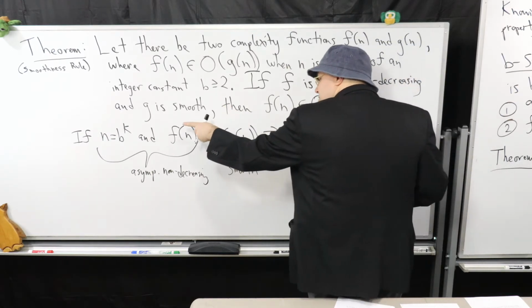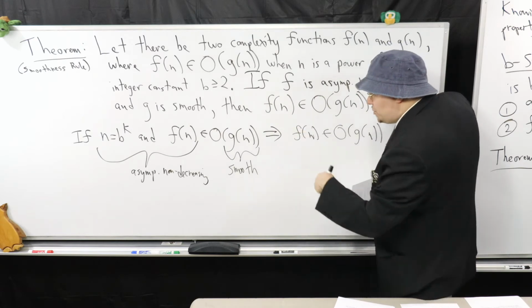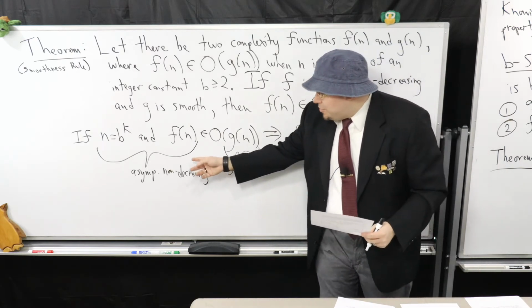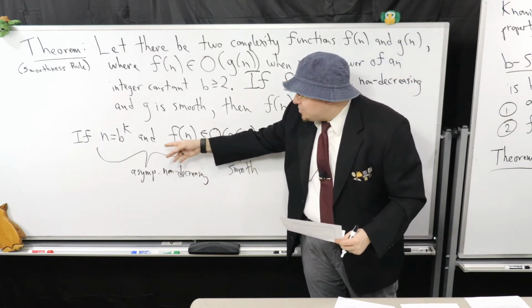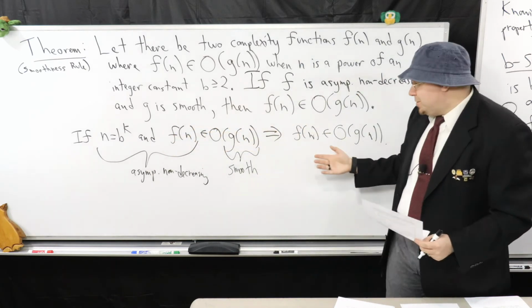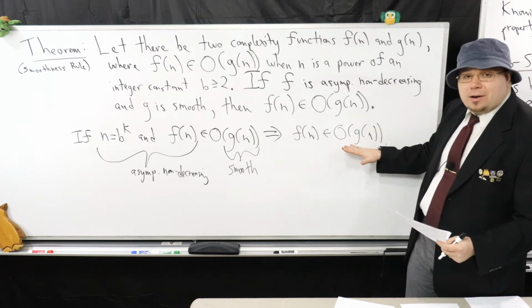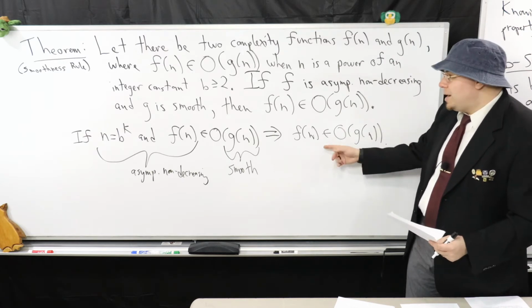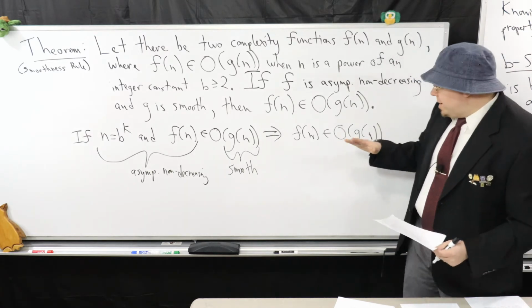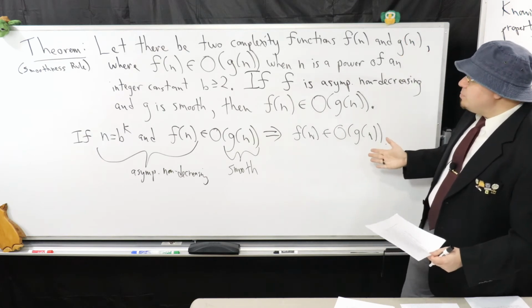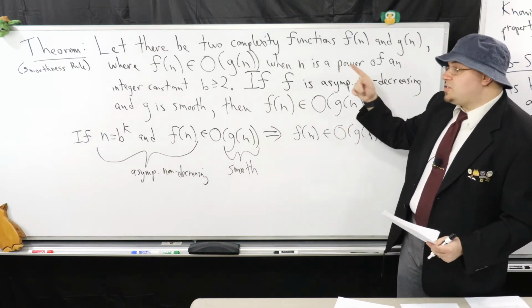You don't need these quantifiers on n, and there are no assumptions on the input here. That's the big thing I want you to notice. Now I can make a bold statement about the entire domain of the inputs for my complexity function. Is that clear to everybody? So that's the main motivation of why we can use this smoothness rule.